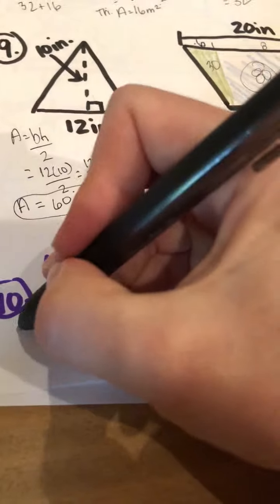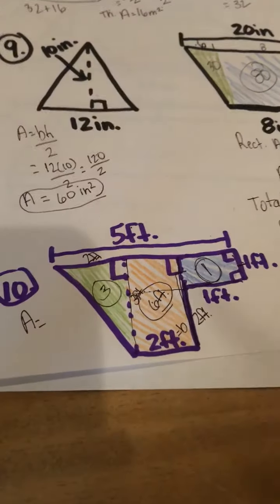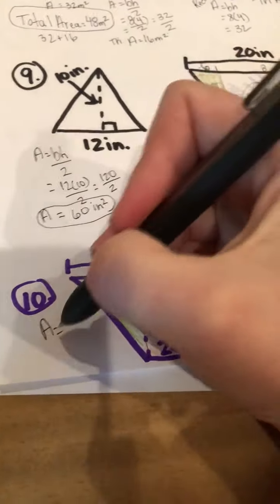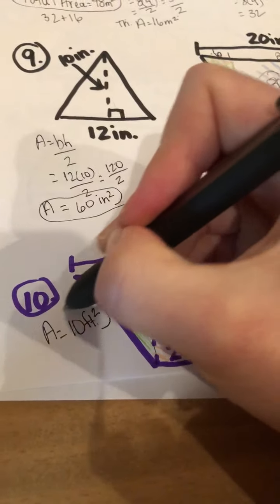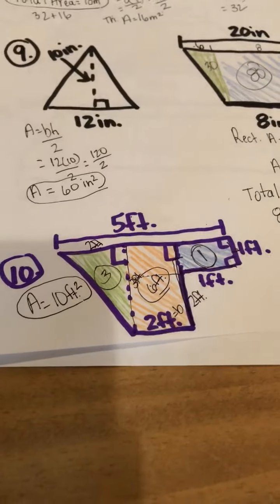So now I need to add them all up. Area is 6, 7, 8, 9, 10. 10 feet squared for that whole shape is the area.